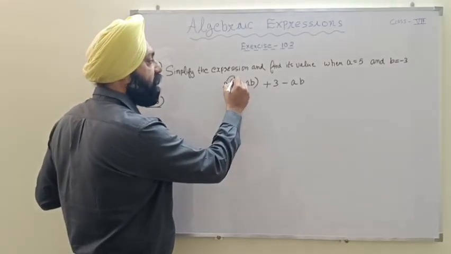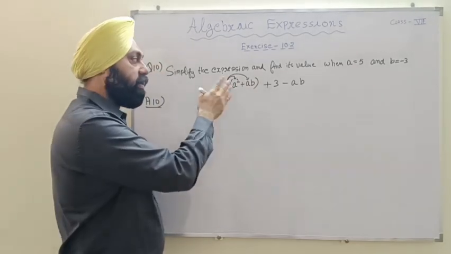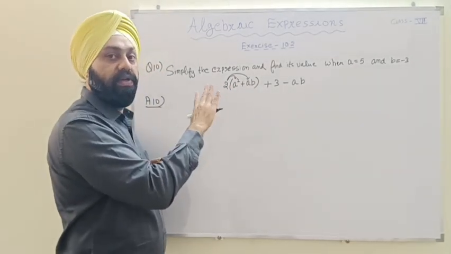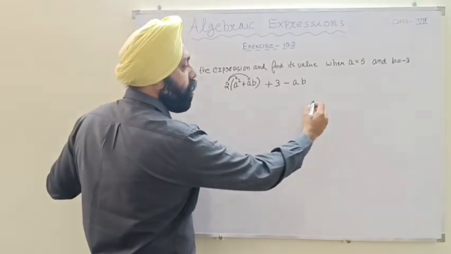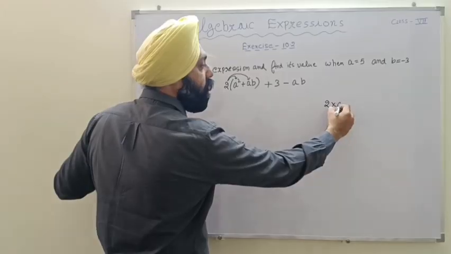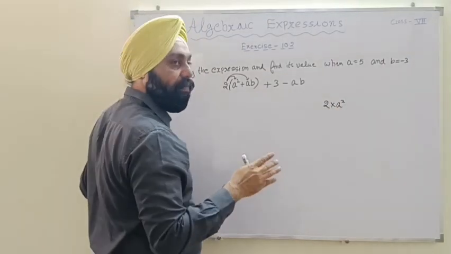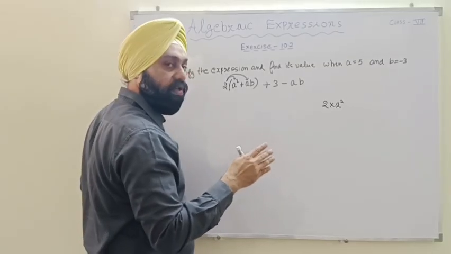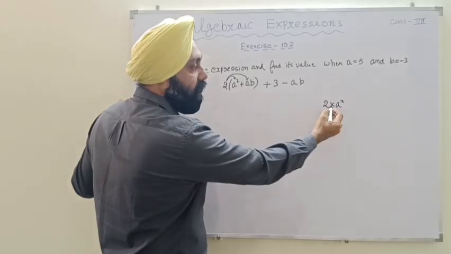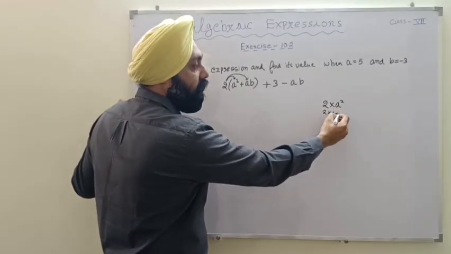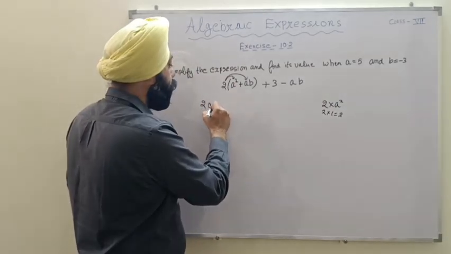So 2 will get multiplied with a square and 2 will get multiplied with ab. If there are 10 terms in the bracket and there is any number outside, it will get multiplied with all the 10 terms. That is known as distributive property. So 2 into a square. 2 is a constant term and a square is a variable term. Whenever we are multiplying two terms, we usually multiply the numerical coefficients. The numerical coefficient of a square is 1. So 2 into 1 will give 2 and a square as it is. So it will give 2a square.